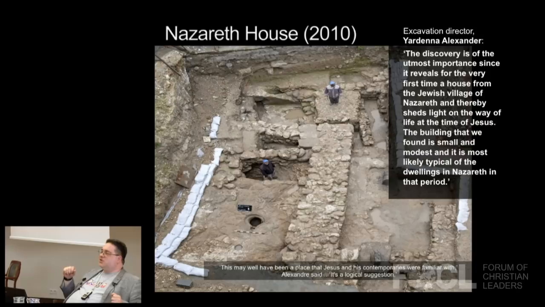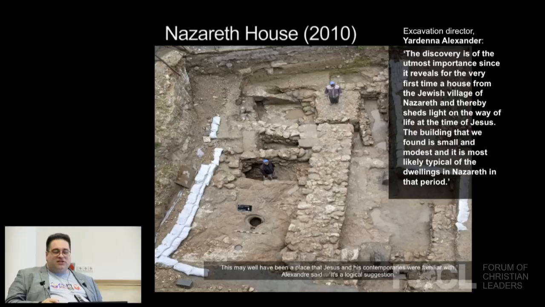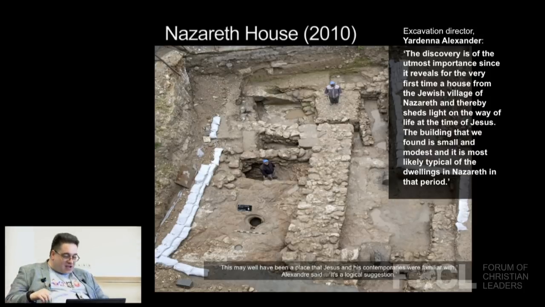Much archaeology tends to be stumbling across a series of small walls of houses from the New Testament period. So a quote here from the director of the excavation. The discovery is of the utmost importance. It reveals for the very first time a house from the Jewish village of Nazareth, sheds light on the way of life at the time of Jesus. The building we found is small and it's modest, and it's most likely typical of the dwellings in Nazareth of that period. And even a quote here saying, this may well have been a place that Jesus and his contemporaries were familiar with. It's a logical suggestion.